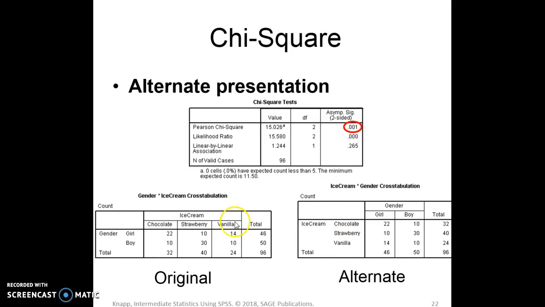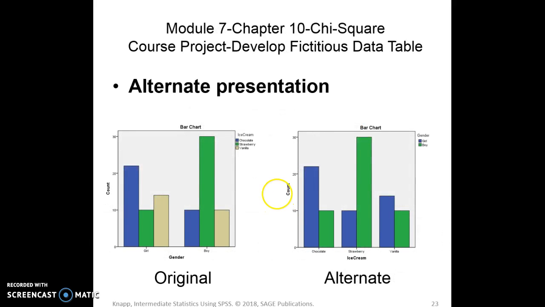Notice that instead of girls and boys down this side, we've got chocolate, strawberry, and vanilla. You can set up your contingency table any way you want. I have a preference, and I'll tell you what that is in a minute. Looking at the graphs, you see how the graphs were for the first one and how they are for the next.